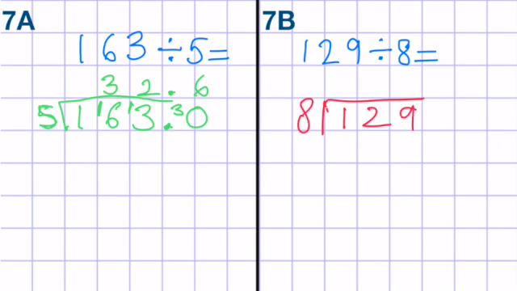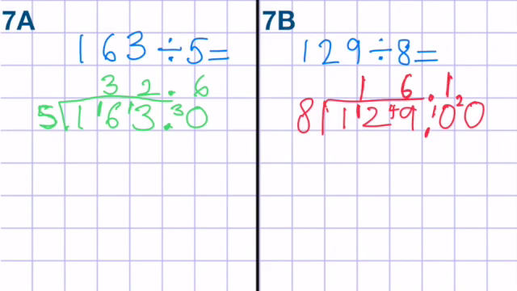So 8 goes into 1, 0 times, carry that 1. 8 goes into 12 once with 4. 8 goes into 49 6 times, because 6 times 8 is 48, and there is a remainder of 1. So we put our 0 and our small 1. 8 goes into 10 once with a remainder of 2.